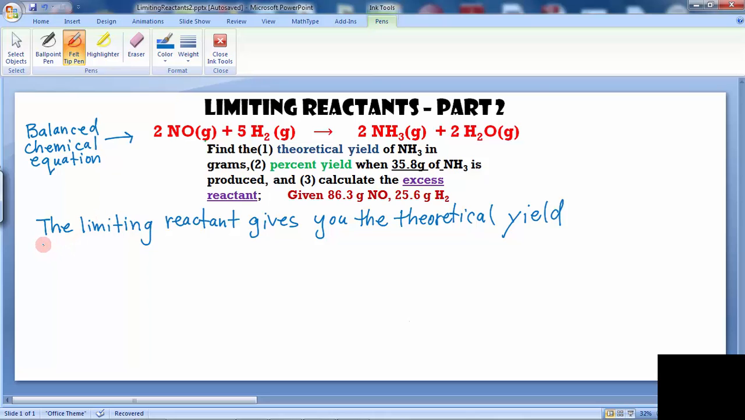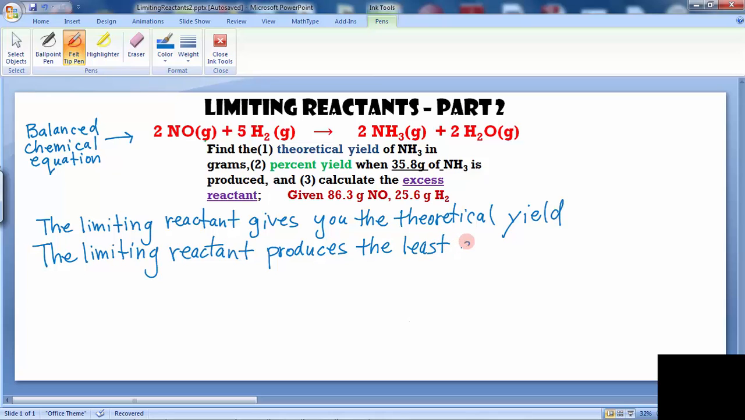And the limiting reactant produces the least amount of product. Okay.